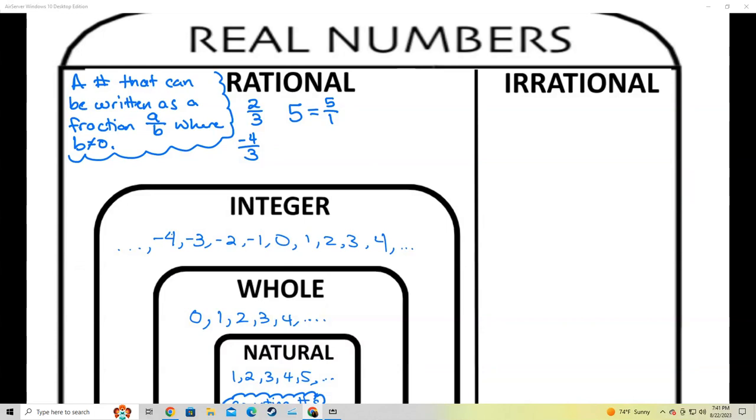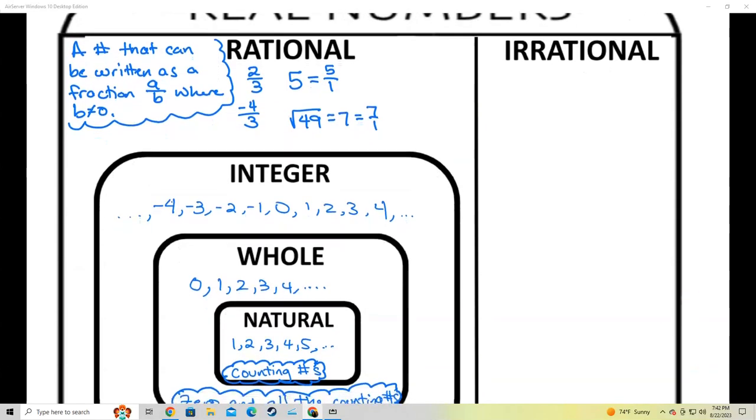All right, what else can I do that's kind of complicated? Well, what about the square root of 49? I know that the square root of 49 is 7, and I know that 7 is the same thing as 7 over 1. So the square root of 49 is the exact same thing as 7 over 1, and 7 over 1 is a fraction, which means the square root of 49 must be rational. Okay. There are more examples. However, we're going to skip those other examples for now. We're actually going to skip our way down to the bottom.